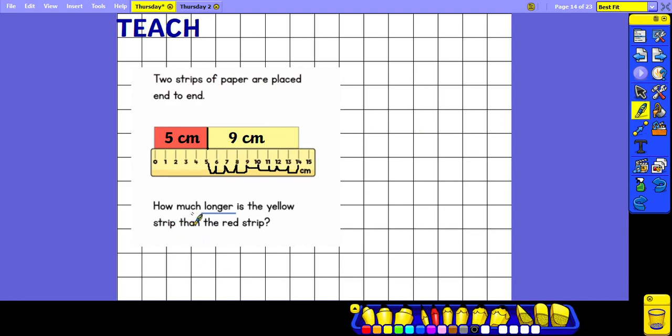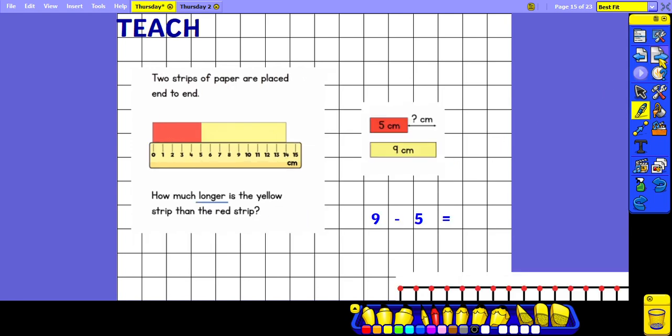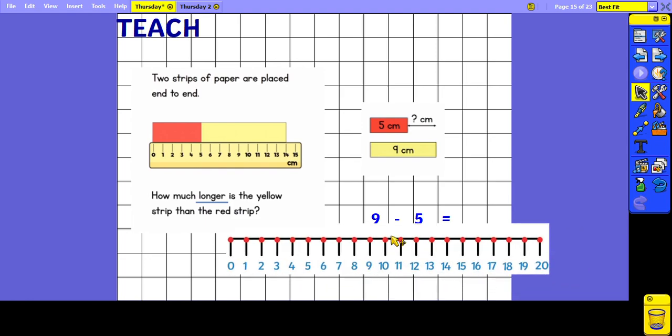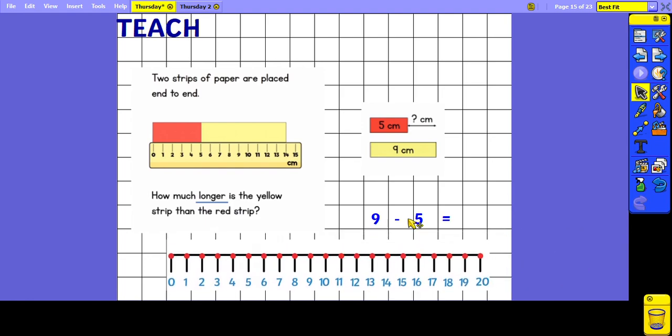The question is asking us how much longer is the yellow strip than the red strip. So we have got to find the difference. To find the difference in length between the yellow strip and the red strip, we need to do a subtraction. We're going to take 5 away from 9 to work out what this mystery length is. You might be able to do 9 take away 5 in your head. If you can't, you could use a number line.